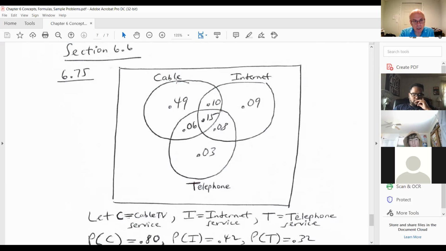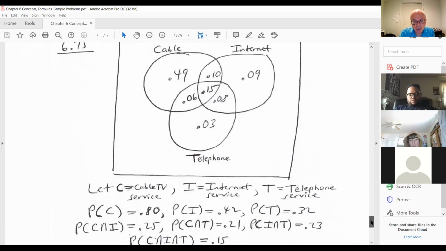Now, the only three they mention are cable, internet, and telephone. Don't assume that's the only services they're offering. They could be offering something else, they're just not mentioning it. But there's a way of double checking to see if there are any other services. Now, how do you do this problem? This is the easiest way of doing it.